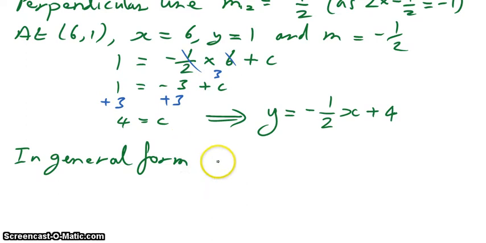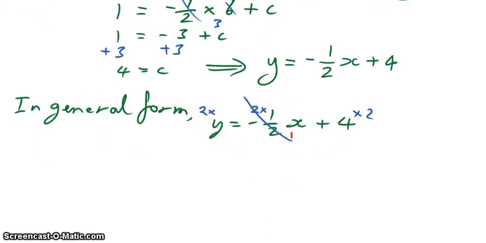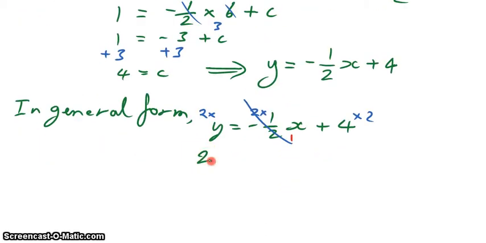And in the general form, all we're going to do is multiply everything, in this case, by 2. Now can you see why we're going to multiply by 2? Correct. We've got 2 halves make 1, so we're basically cancelling out that fraction. So we end up with 2y is negative x plus 8.